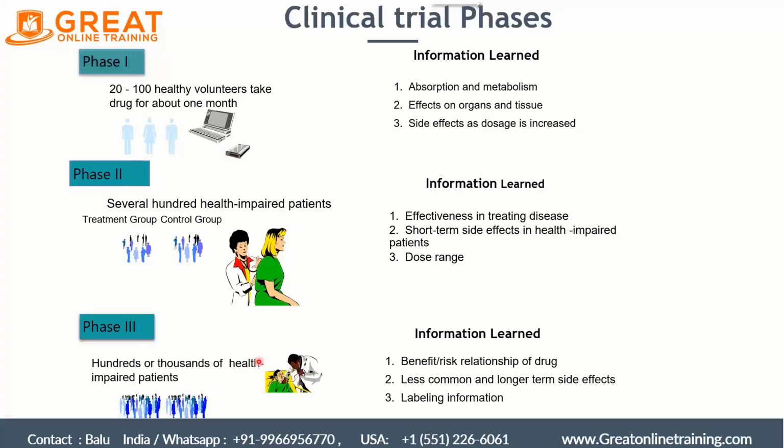And the information that they will learn from phase 3 are the benefit and risk relationship of the drug, the less common and longer-term side effects, and the labeling information like the warnings, precautions, contraindications, interactions or the overdose information. So whatever the pharmaceutical companies want to update in the labeling document, they will learn majorly from the phase 3 trials, because thousands of patients are involved in phase 3. So we can get to know a few very common or some rare reactions also from the phase 3 trials. So these are the clinical trial phases we have.